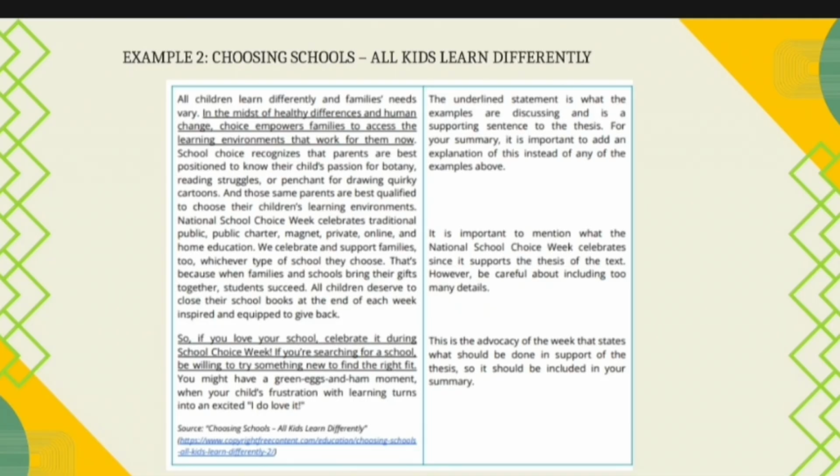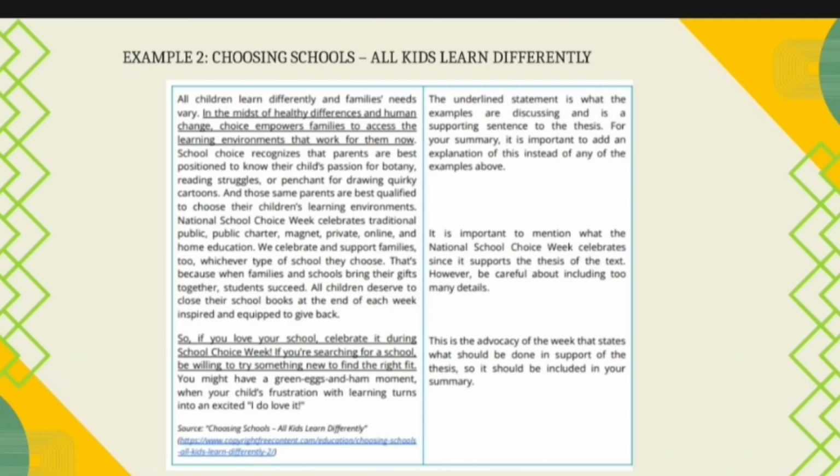So if you love your school, celebrate it during School Choice Week. If you're searching for a school, be willing to try something new to find the right fit. You might have a green eggs and ham moment, when your child's frustration with learning turns into an excited, I do love it.